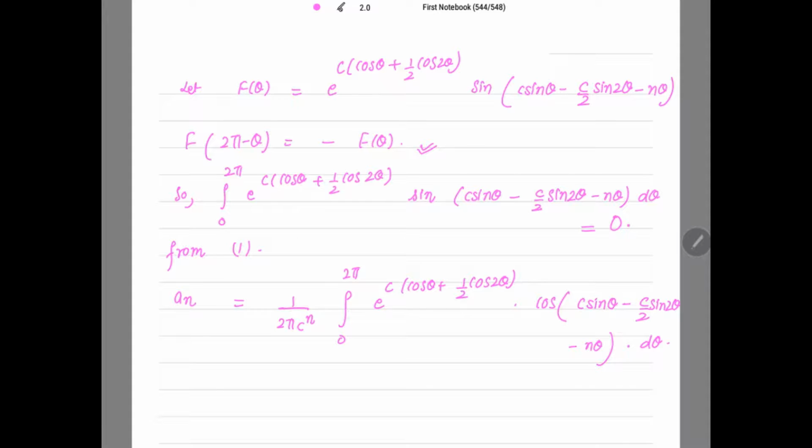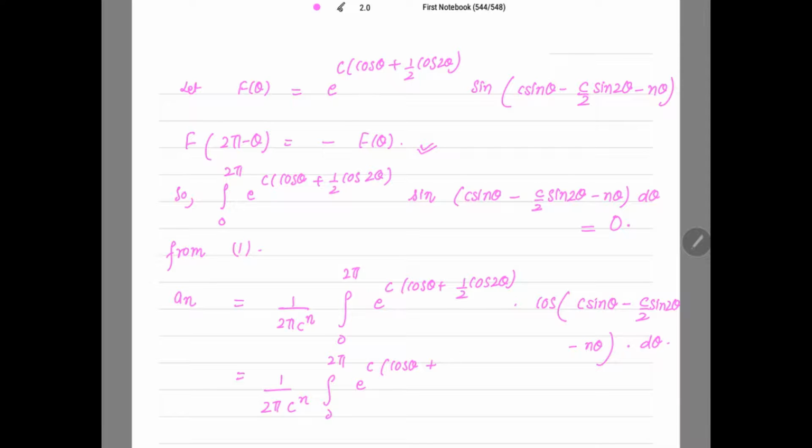Now the next step. This is equal to 1 over 2 pi c to the power n, integral from 0 to 2 pi of e raised to the power c cos theta. What is cos of 2 theta? I'm very sorry, this is cos theta plus half cos 2 theta. What is cos 2 theta? It is 2 cos square theta minus 1.